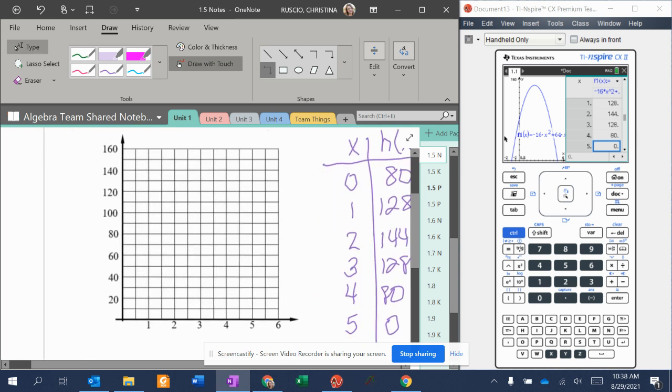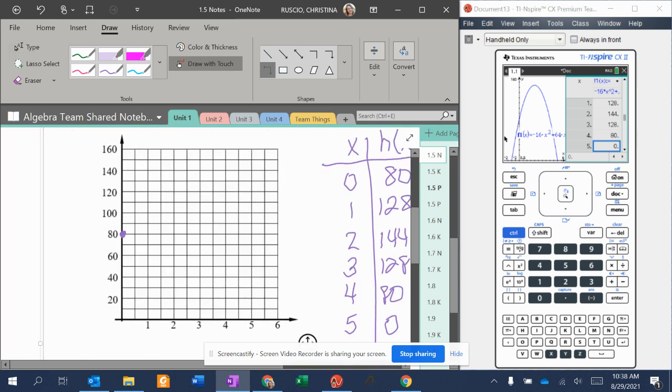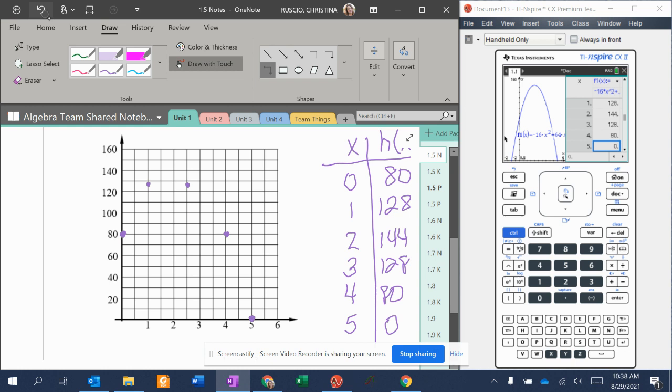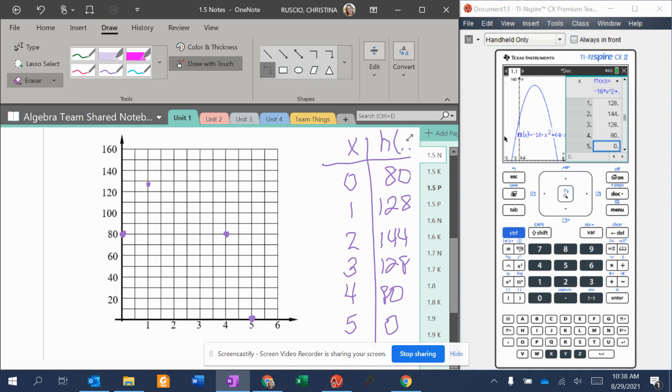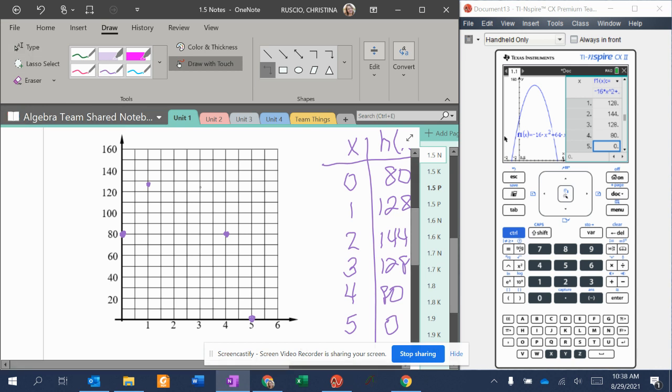Let's go ahead and plot our points now. 0, 80, and 4, 80. 5 was at 0, and 1 was at 128, and so was 3, and 2 was 144. So that's about here. Oops, no, it's not. 2 is right. Oh, I see what I did here. This should be 3. I was off by 1. There we go. 2, 144 is about here.